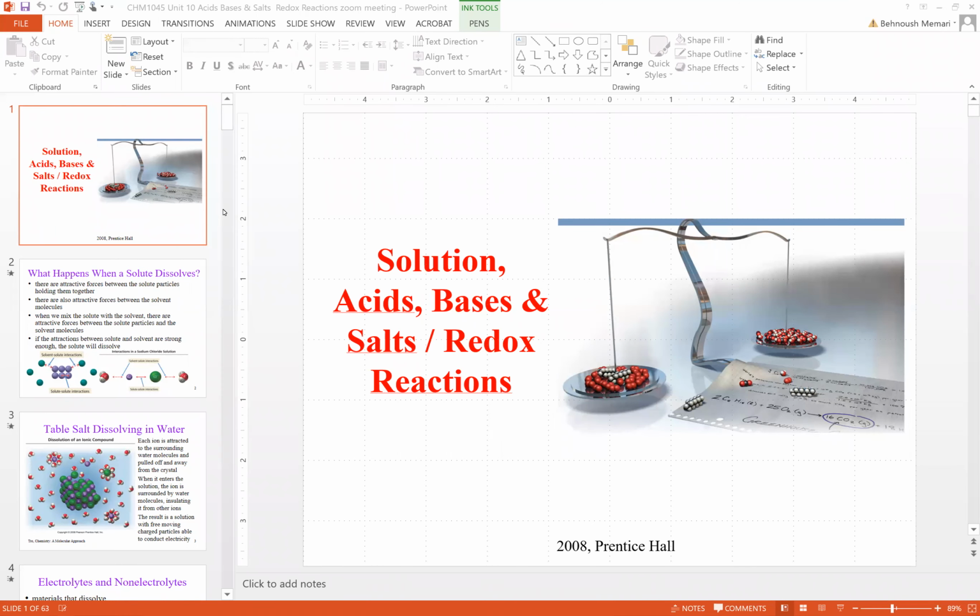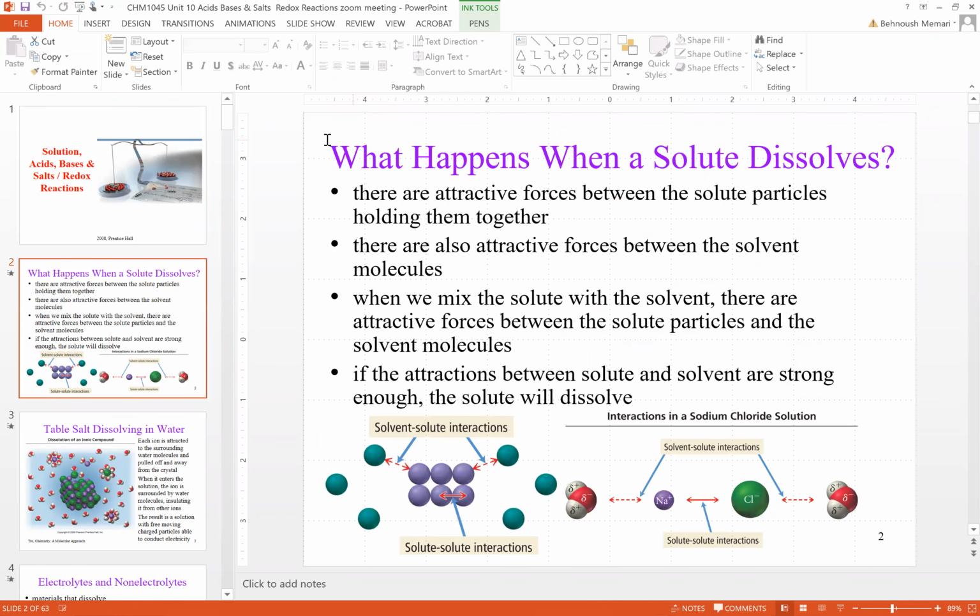What happens when a solute dissolves? If it's an ionic compound, it would change to ions, and the attractive forces that exist between solutes and solvent can separate the ionic compounds. This, as an example, separated to ions.